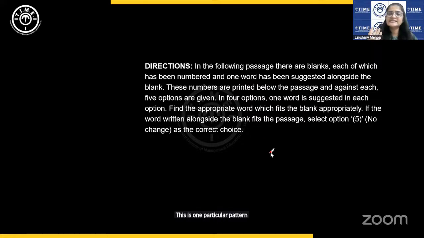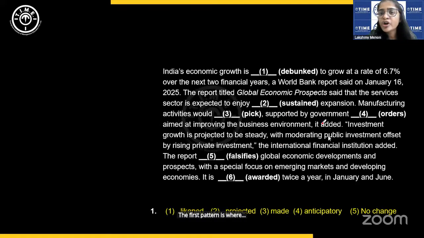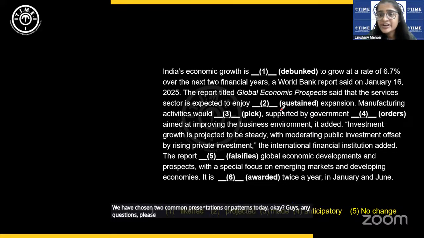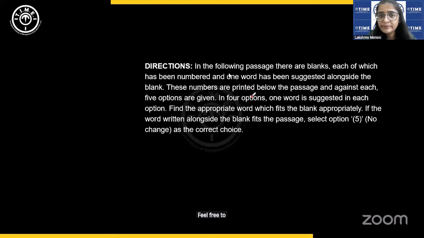Cloze Test has several patterns. The first pattern is where, for each blank, they have suggested one word. Now, please note that Cloze Test has several presentations. We have chosen two common presentations or patterns today. Guys, any questions, please feel free to shoot them at me.